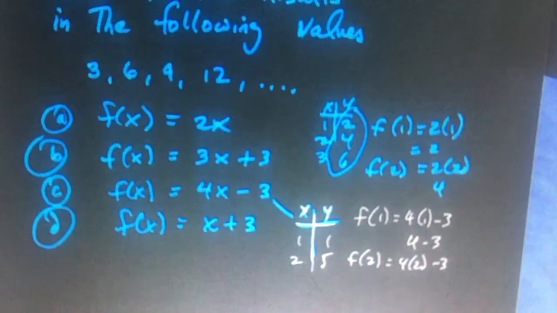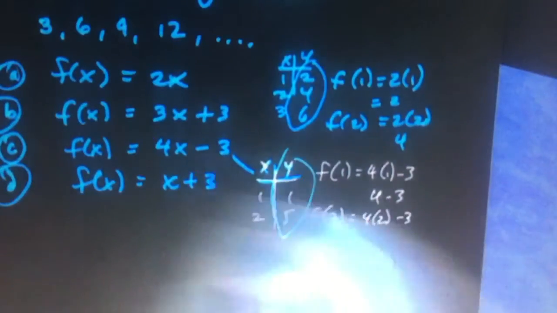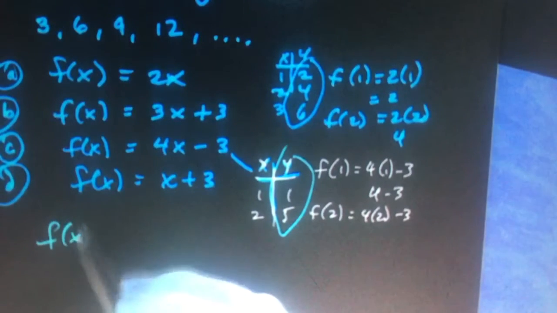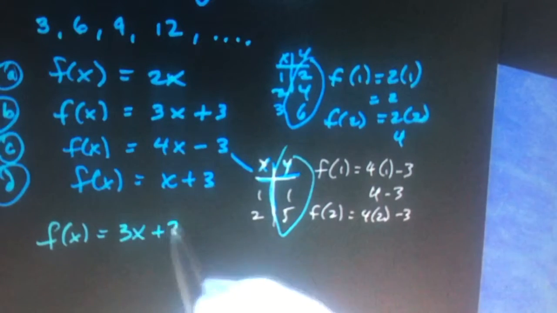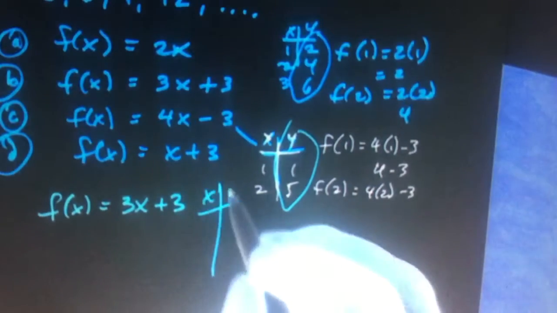One last one, and let's see if this one will work. You've got to plug in numbers, and that's the only way you're going to find out if it's going to happen. So in this case, we're looking for the y values to be 3, 6, 9, and 12. Well, let's try f of x equal to 3x plus 3. If we do that, then check it out.